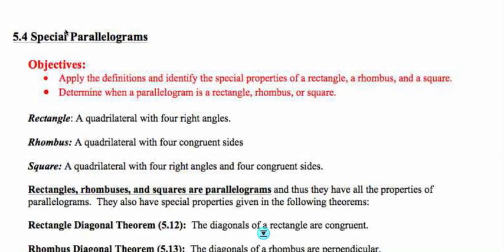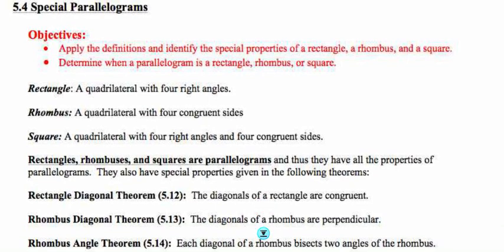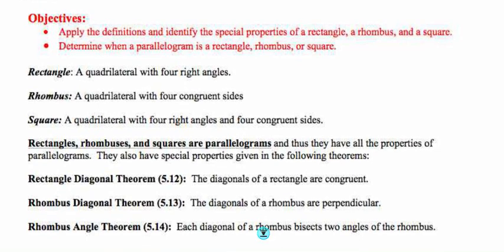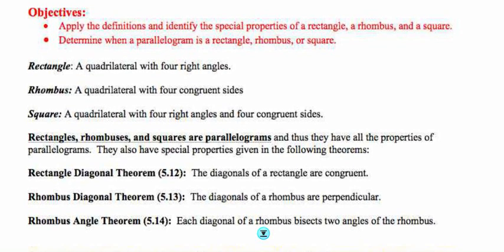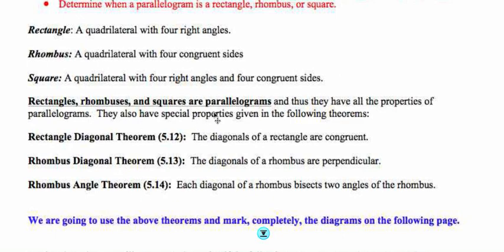Okay, what we're going to do in this lesson is look at three special parallelograms. Those three are a rectangle, a rhombus, and a square. And so we're going to use the definitions of those three figures in combination with theorems 5.12, 13, and 14.